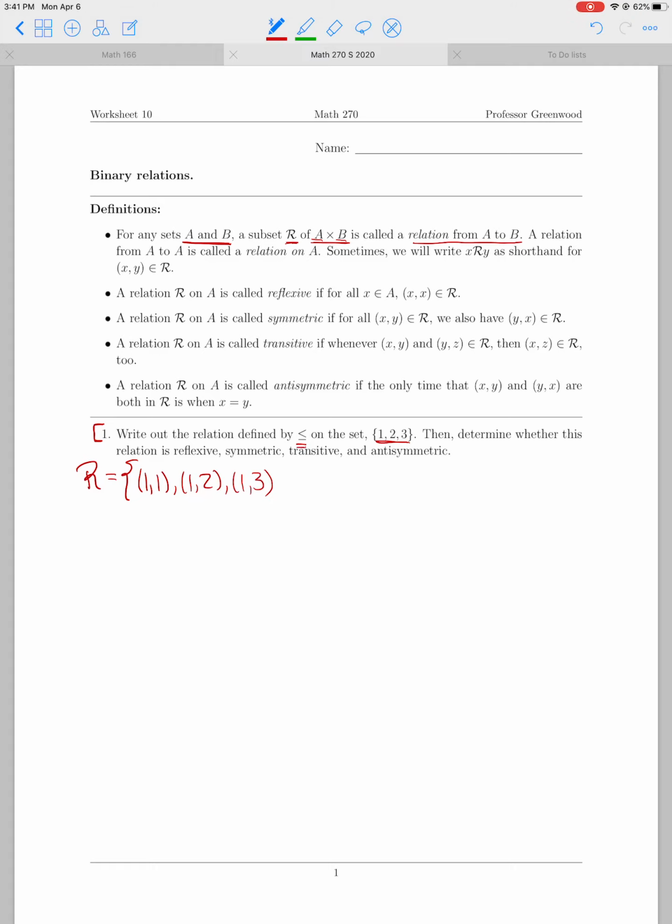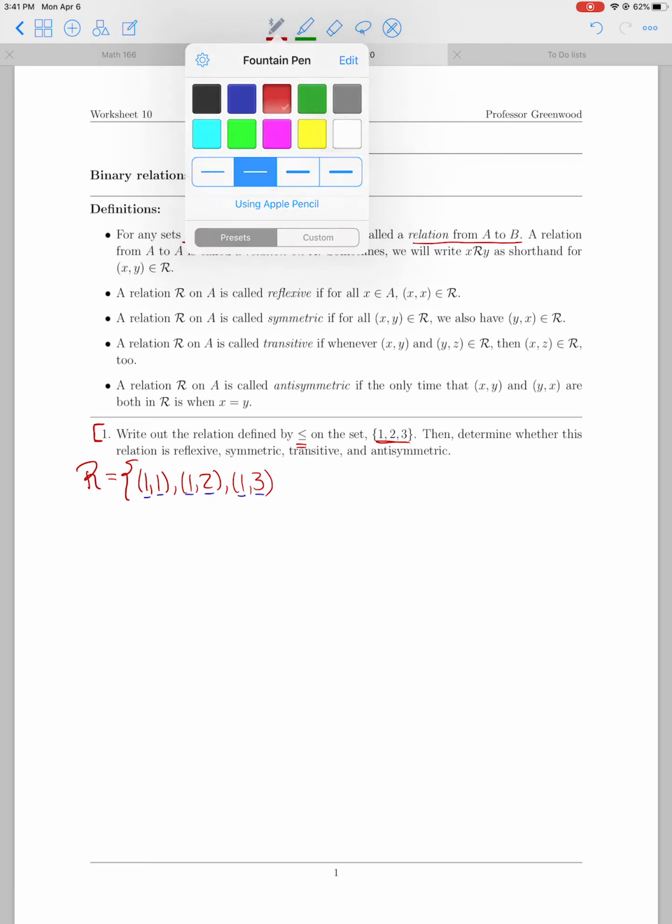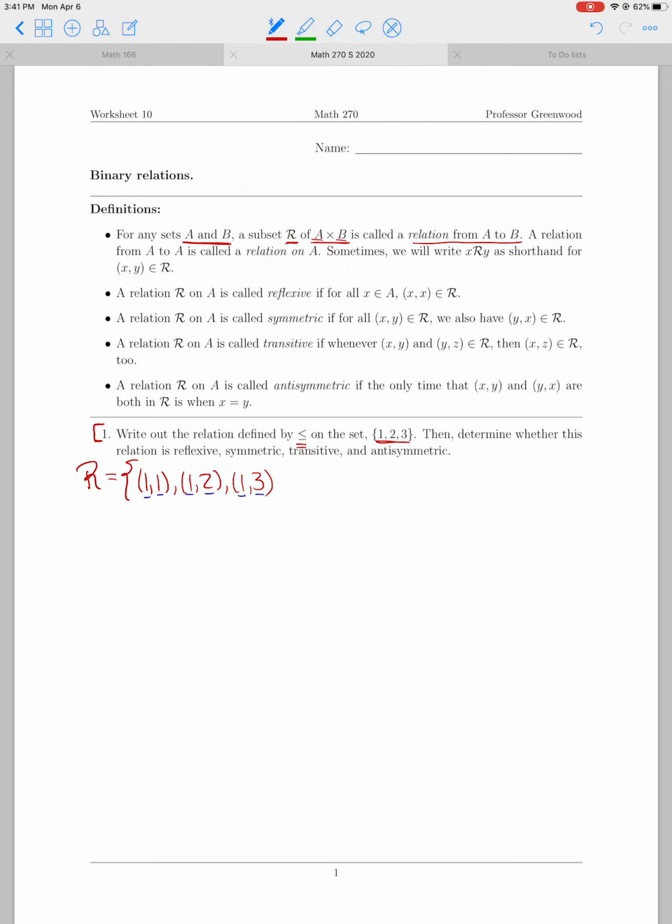All of these are in the set because in every case it's true that 1 is less than or equal to 1, and 1 is less than or equal to 2, and 1 is less than or equal to 3. So these are all elements of my relation. Now I'm going to do the pairs that start with a 2, and the options here are (2, 2) and (2, 3), because 2 is less than or equal to 2 and 3. The last one I'll have is the ordered pair (3, 3). This relation describes all of the possible less than or equal to possibilities for the set {1, 2, 3}.